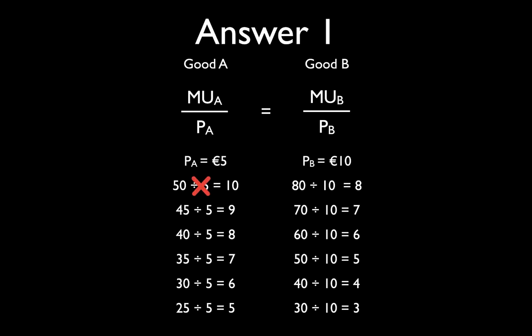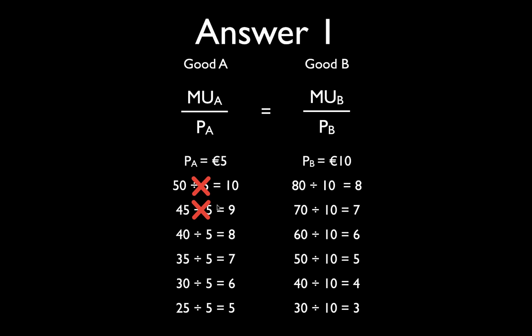Well, it's the first unit of good A. Now that he's consumed that, his marginal utility for the next one will have dropped. That's why we've gone from 50 to 45, because of the law of diminishing marginal utility. But is 9 greater than 8? Well, yes, it is. That means he's getting 9 utils per euro spent on the second unit of good A, which is higher than the 8 utils per euro spent on the first unit of good B.